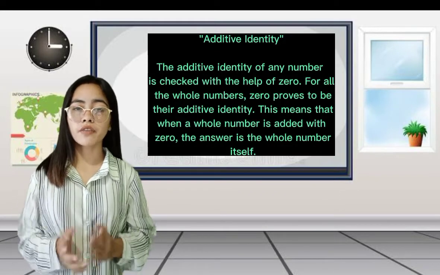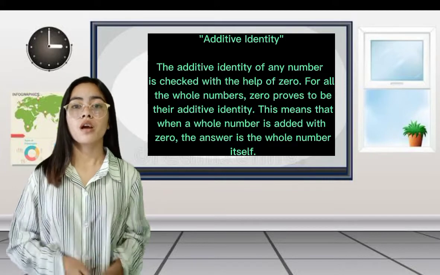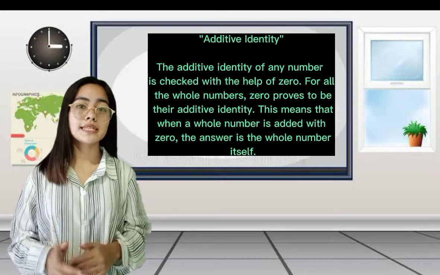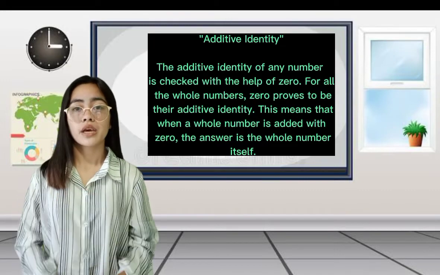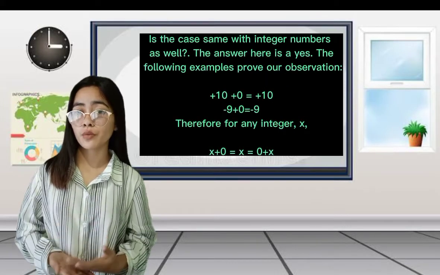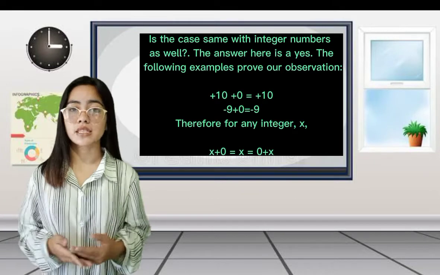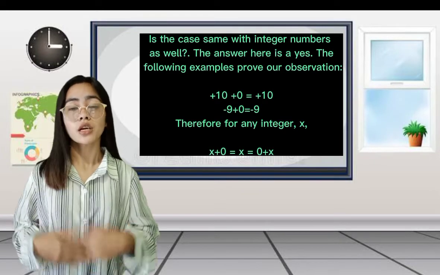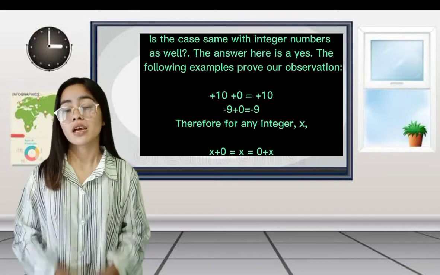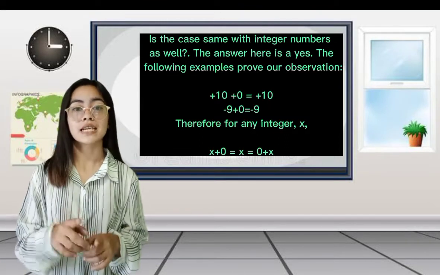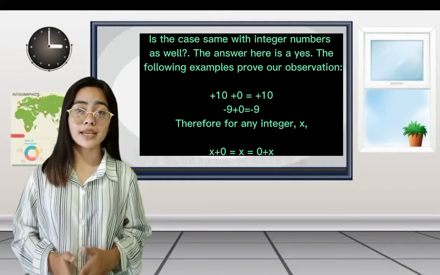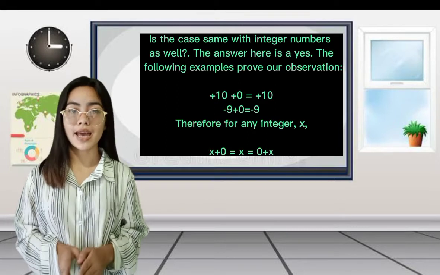And let's go to additive identity. The additive identity of any number is checked with the help of 0. For all whole numbers, 0 proves to be their additive identity. This means that when a whole number is added to zero, the answer is the whole number itself. The same is the case with integer numbers as well. The answer here is yes. The following examples prove our observation. 10 plus 0 equals positive 10. Negative 9 plus 0 equals negative 9. Therefore, for any integer x, x plus 0 equals 0 plus x.